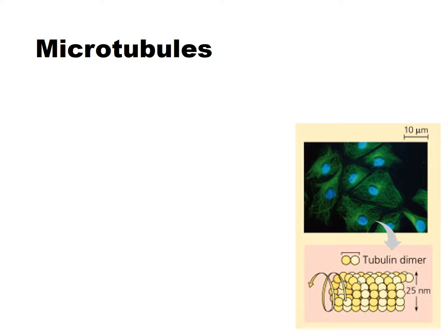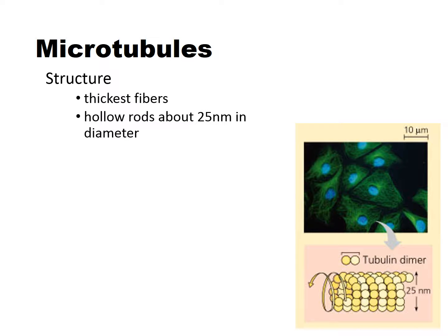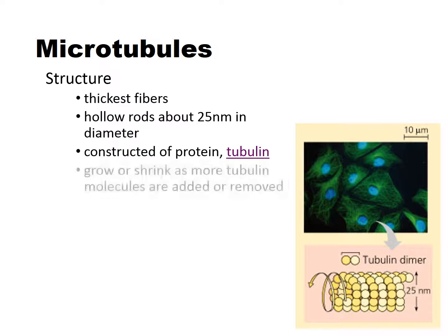Let's start to take a look at each one of these fibers in a little bit more detail. Microtubules are the big ones. These are the honkers. They are hollow, so that gives them good structural integrity. So they're hollow rods made of a protein called tubulin, and as the tubulin dimers are added, you can make these fibers longer and can make them shorter by breaking them down, which is readily done in the cytoplasm.